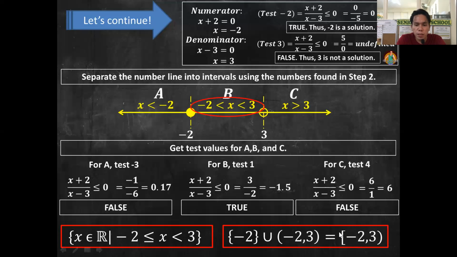Okay? So pwede mo siyang gamitin ito as your final answer. Naintindihan? So, ano yung numbers na makita dyan? Mga numbers na nakita sa step 2.